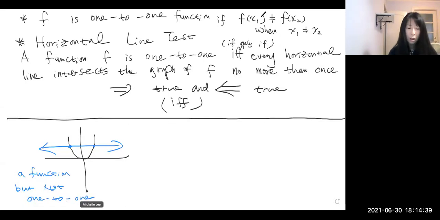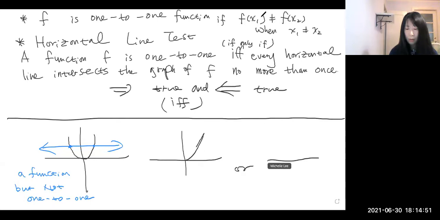Not a one-to-one function. So in order to make a one-to-one function, we have to restrict, okay? Either this way or this way. We restrict, then this is a one-to-one function, okay?